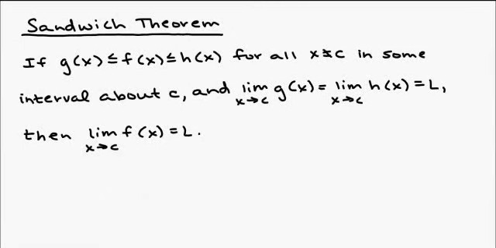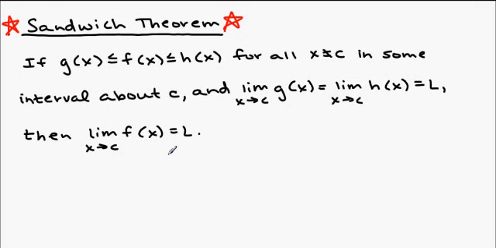The sandwich theorem. This is extremely important. You will see this in the future in this course. So if g of x is less than or equal to f of x is less than or equal to h of x for all x not equal to c in some interval about c, and the limit as x approaches c of g of x is equal to the limit as x approaches c of h of x is equal to L, then the limit of f of x as x approaches c is also equal to L.